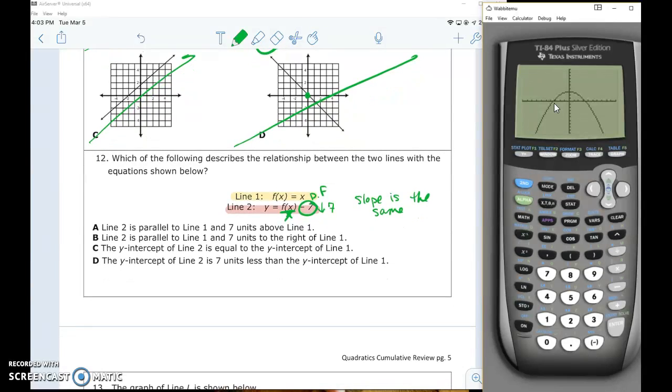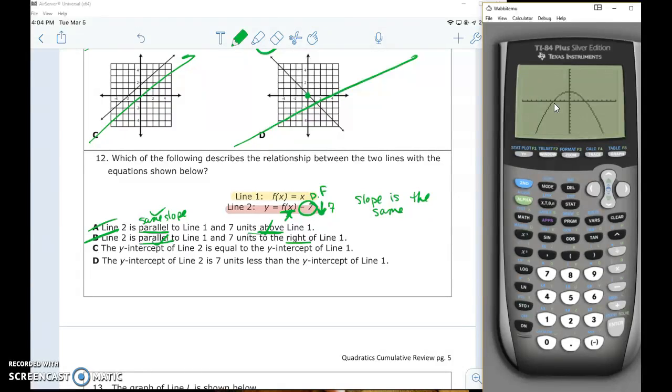Choice A says line 2 is parallel and 7 units above line 1. Parallel means we have the same slope, which our lines do have, so that is true. And line 2 is also 7 units above line 1? We said that minus 7 means it goes down, so A cannot be correct. Choice B: line 2 is parallel to line 1 and 7 units to the right. We know that minus 7 outside the parentheses made our graph move down.